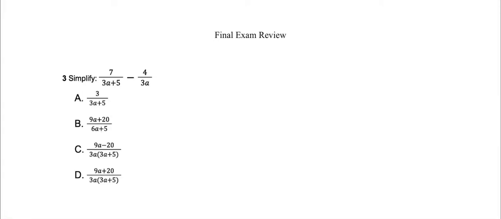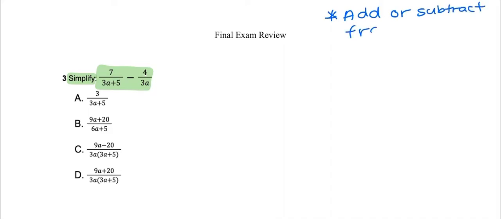Okay, next one. So for this problem, they want us to simplify this big old expression, which is two rational expressions being subtracted. Or if you want to think about it, they're basically two fractions that you're subtracting. Now, the one thing that you need to keep in mind when you're adding or subtracting fractions is that the denominator has to be the same. If the denominator is not the same, then you cannot add or subtract the fractions.